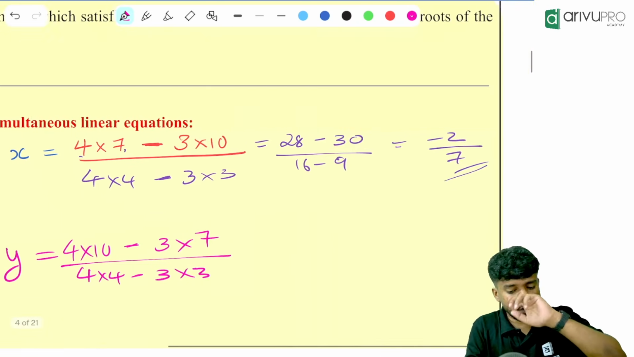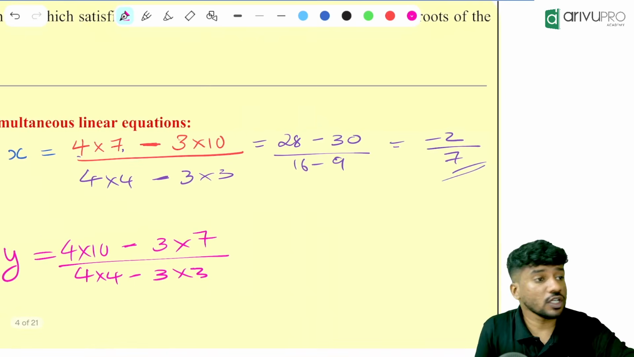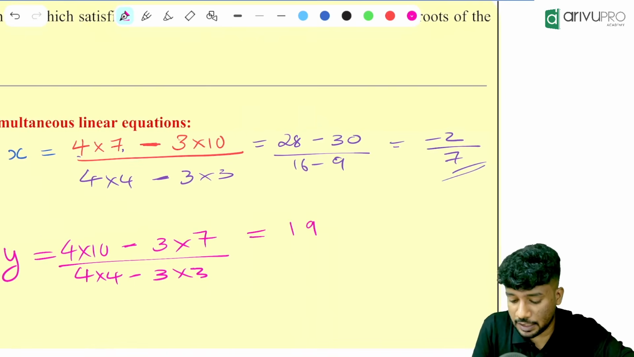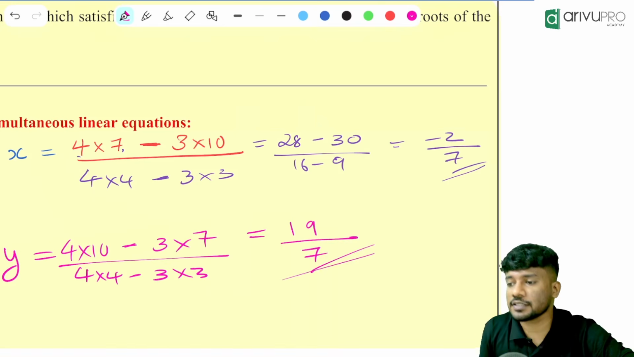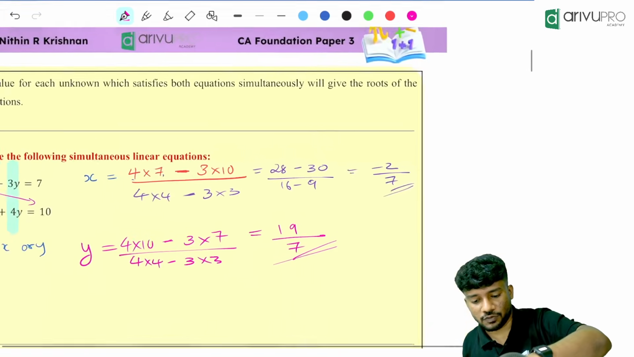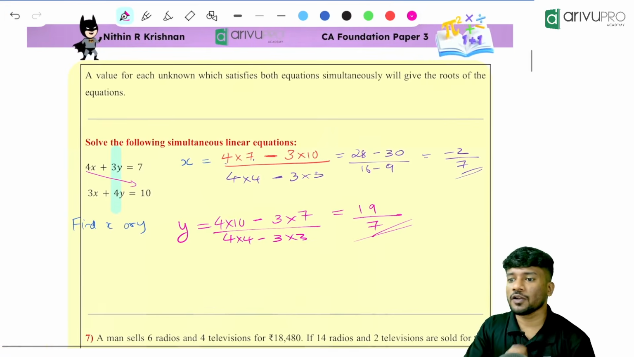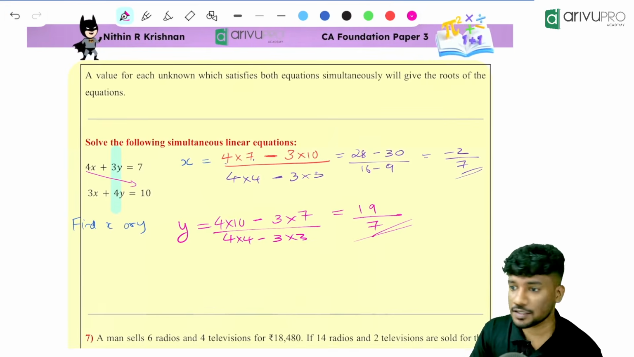4 into 10 is how much? 40. 40 minus 21 is how much? 19, divided by 7. The answer is 19 by 7. Make a note of the method. I hope you guys understood this. Is this clear for everyone?